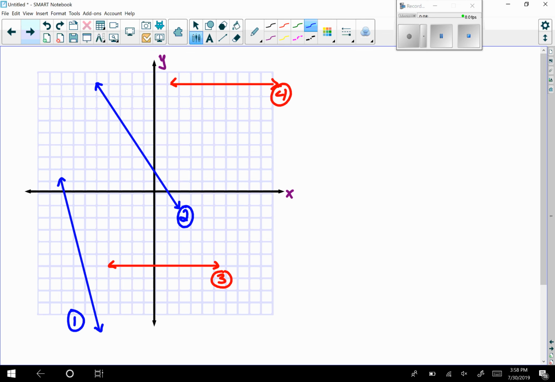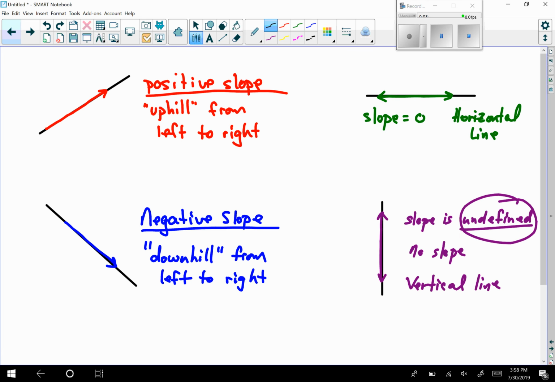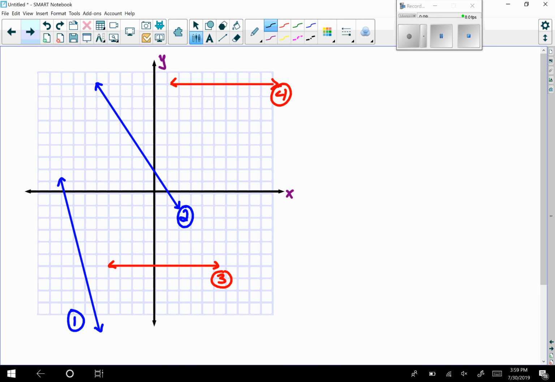So these were all examples that had positive slopes. Next, I'm going to take a look at the first 2 examples here. Notice I color-coded those as well. So here, any type of line that is going in this downhill direction, or decreasing as we go from left to right, will have a negative slope.